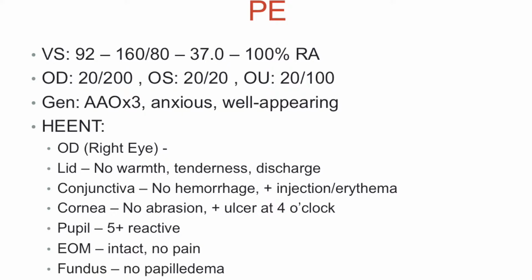If there is pain on a physical exam with extraocular movements, there's suspicion of some sort of orbital cellulitis or infection involved in the orbit, or some sort of hemorrhage involving the back of the eye. Fundus is our fundoscopic exam, where we look into the back of the eye on the retina. And in this patient, there's no papilledema, which is just swelling around the optic nerve.